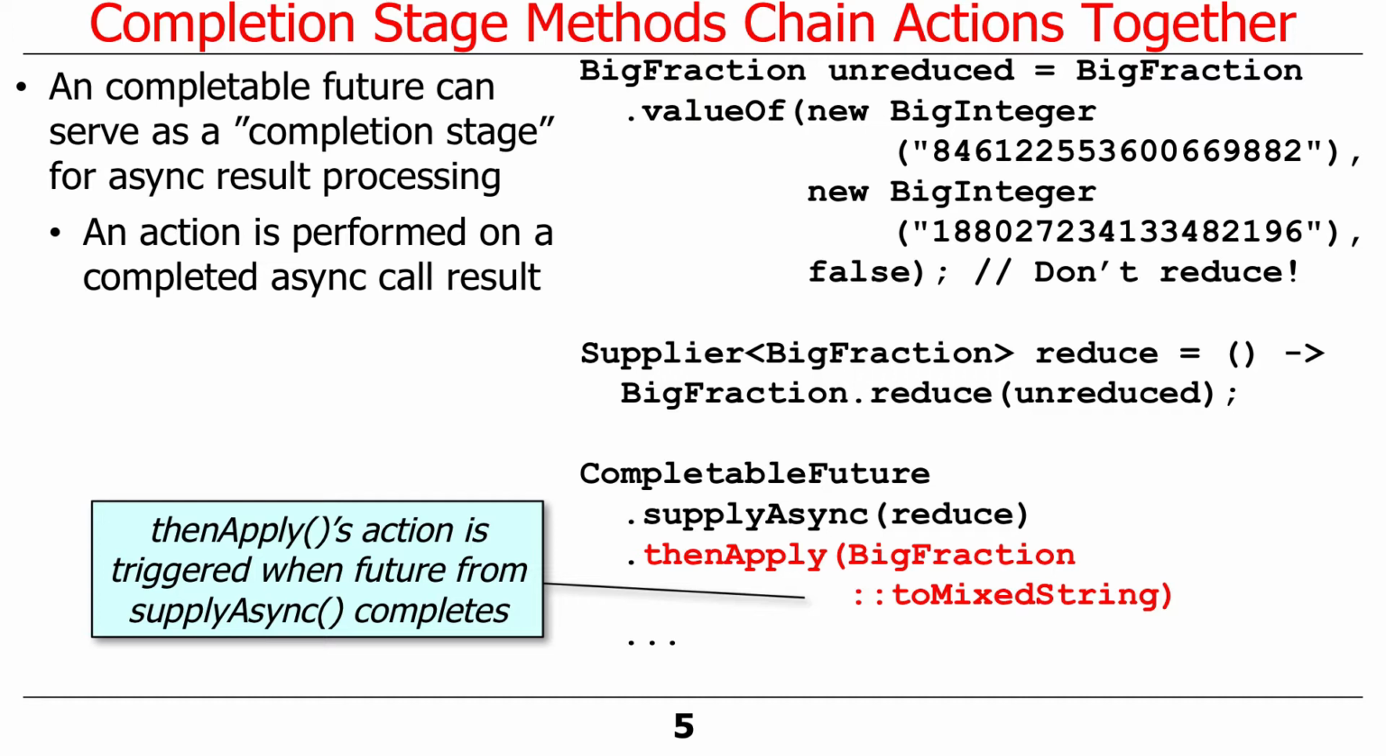And leaving aside all the details of what's going on, the main point here is that this action, BigFraction::toMixedString, which is a method reference, is run after this reduction completes. So that's what thenApply is doing. And I'll talk more about thenApply in a second. But the point here is that this is done after that is finished.